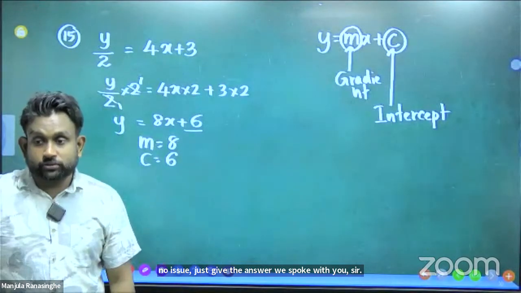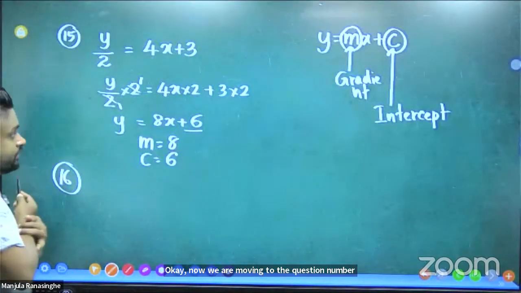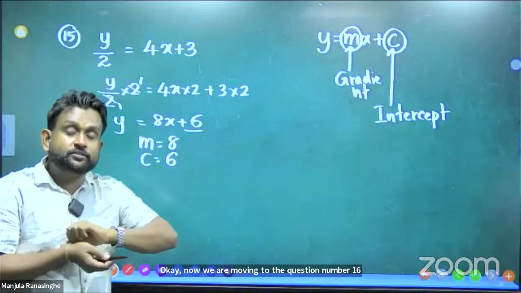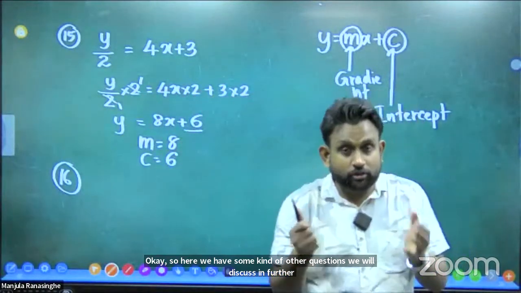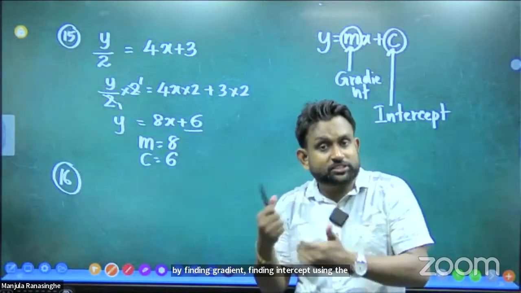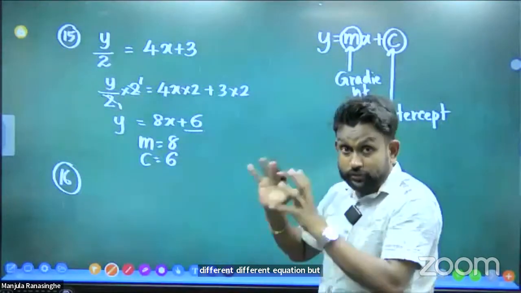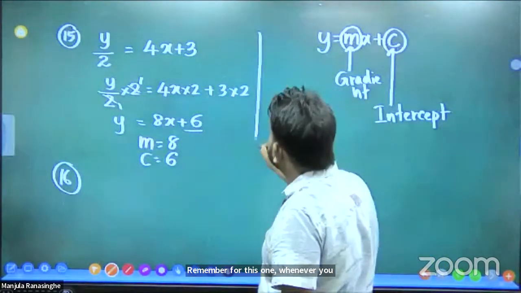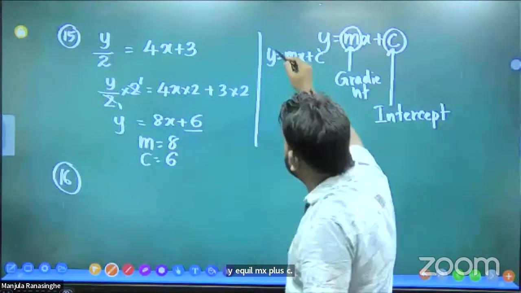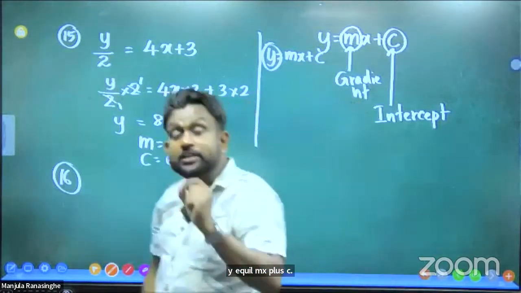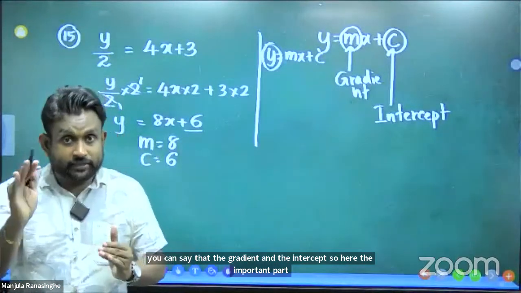Now we are moving to question number 16. Here we have other kinds of questions that we will discuss further, finding the gradient and intercept using given coordinates. But remember for this one, whenever you see an equation in the form y equal mx plus c, only then can you say the gradient and the intercept. The important part is that y equal should be there, not y upon 2, 3y or 2y, just y.